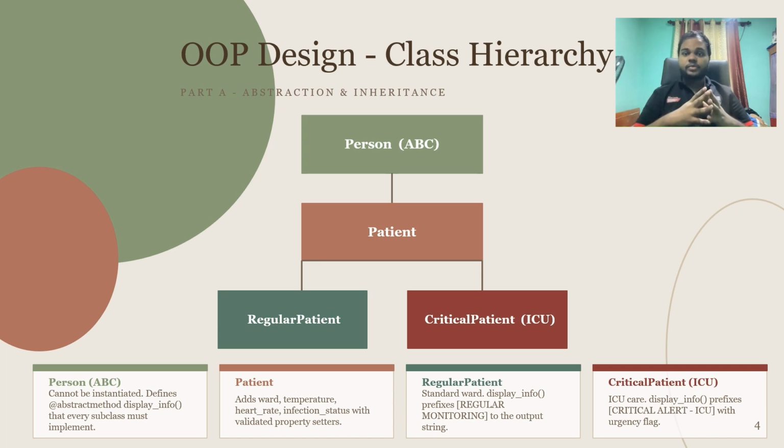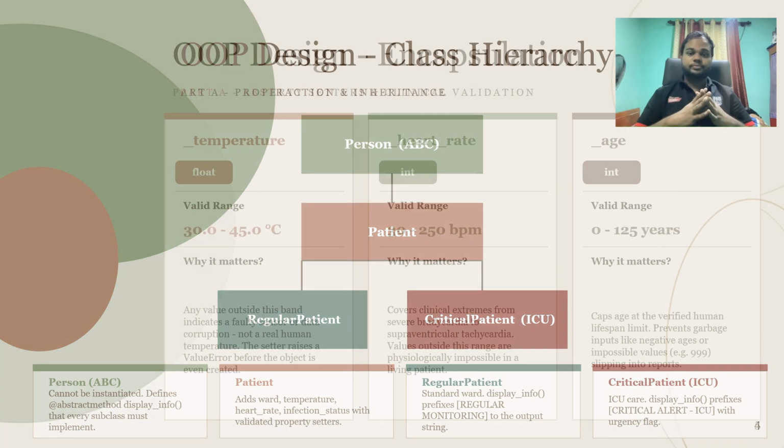Under that, we have Patient, which adds specific details like their ward, temperature, and heart rate. From Patient, we split into two specific types: Regular Patient for standard rooms and Critical Patient for patients in the ICU who need urgent alerts. This setup makes our code super organized and easy to expand.